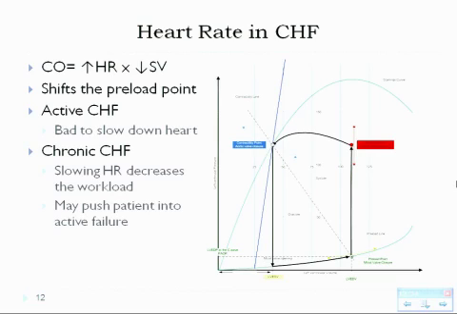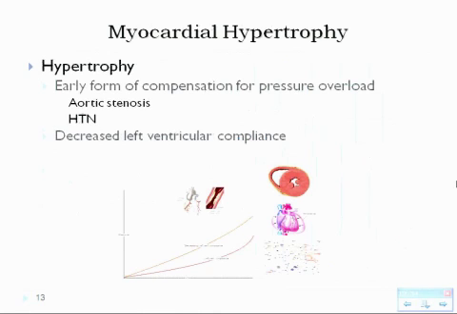Somebody decides that I'm going to give Esmolol because I think it's a good idea. I think it's not kind of a good idea. One of the things that will happen over time is the ventricle will hypertrophy initially. That's the early compensation to pressure overload syndromes like aortic stenosis or chronic hypertension. And the consequence will be that the preload curve will shift upwards and to the left on your screen. This is an indicator of decreased left ventricular compliance.